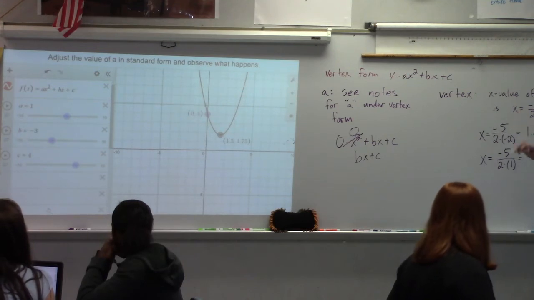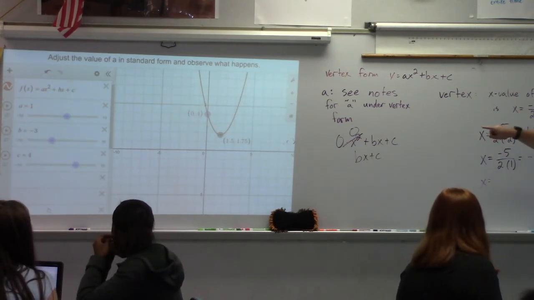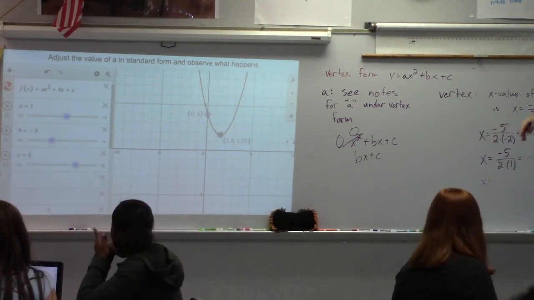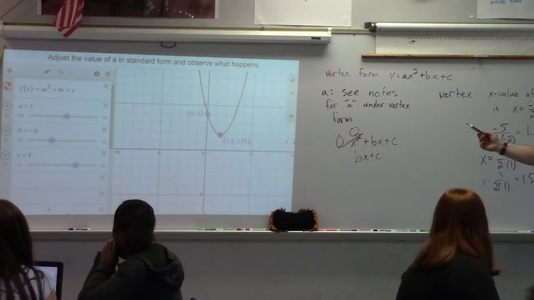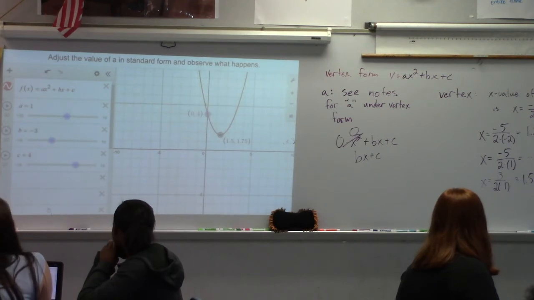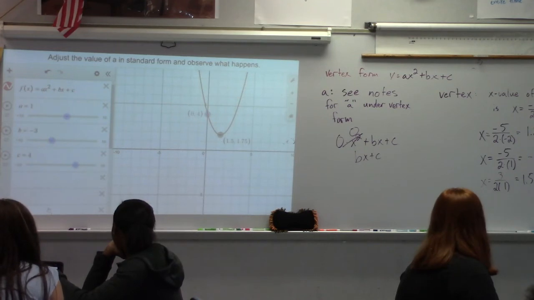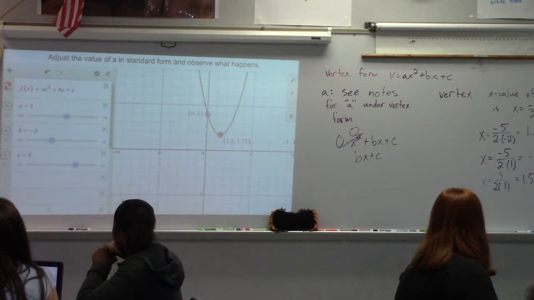Okay, so note right now, see how b is negative right now? So what's the opposite of b? Right? Negative b. So a positive 3 divided by 2 times, is it positive 1? Yeah. And so that gives me a 1.5. Do I see the x value of the vertex is 1.5? Yes. But that's why the b and the a affect where the vertex is. That's the main thing I want you to see about that. The b and the a affect where the vertex is.